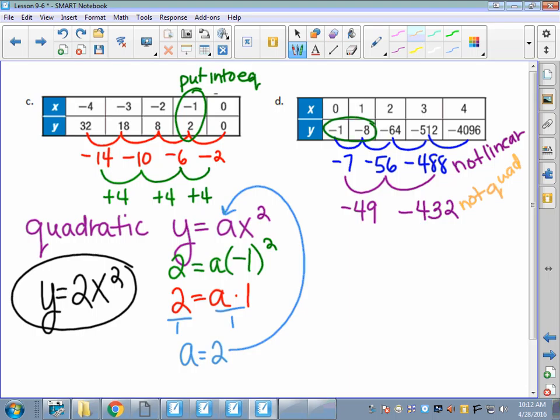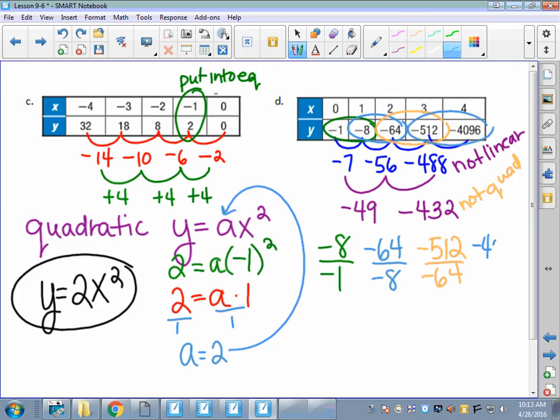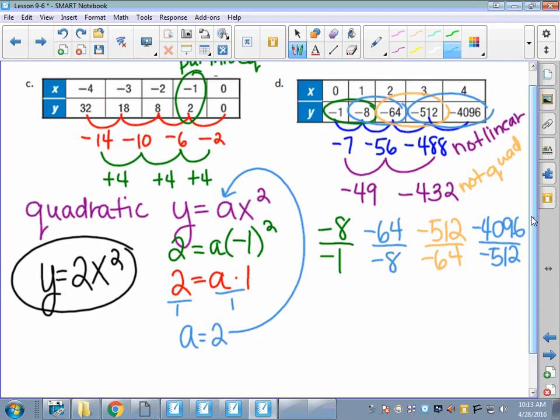I'm going to set this up as the second over the first: -64 over -8, then -512 over -64. If I simplify these, will they all come out the same? I could do the last one too, -4096 over -512. If I cross multiply or simplify each one, it looks to me like they all come out to 8, 8, 8, and 8. So this is definitely exponential.